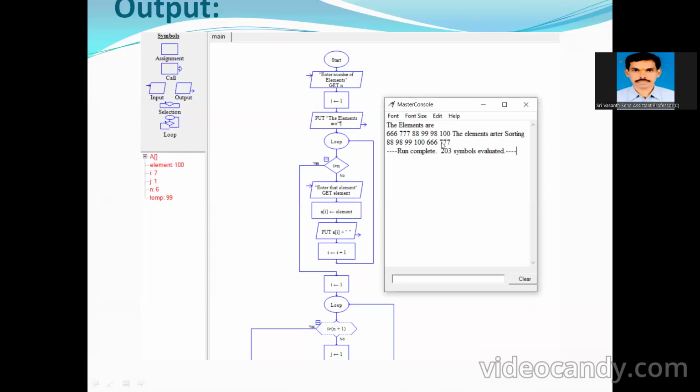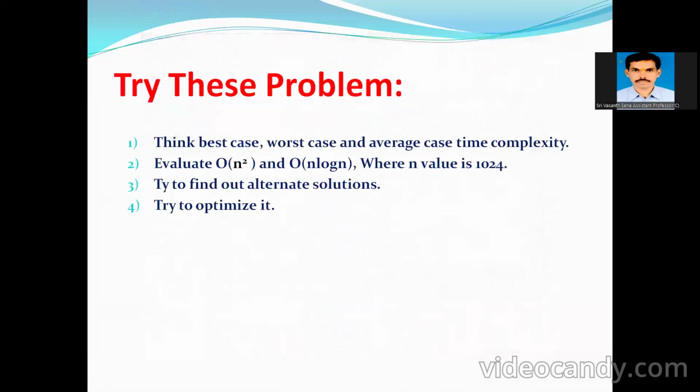If no swap is required, you simply use the break and come out of this. So the number of comparisons is order of n minus 1. The time complexity becomes order of n. So this is said to be the best case analysis in bubble sort.